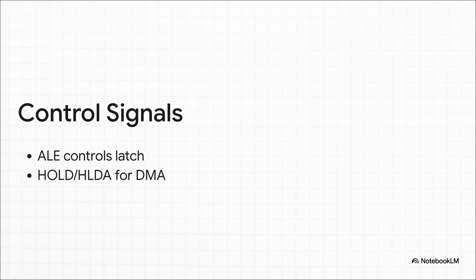The ALE, or Address Latch Enable, acts kind of like a traffic cop, telling the system exactly when a legitimate address is on the bus so it can be safely latched or locked in. Meanwhile, the hold and HLDA signals are used for direct memory access. This essentially allows other external devices to politely ask the microprocessor to step aside for just a microsecond so they can transfer data straight into memory without bothering the main brain.